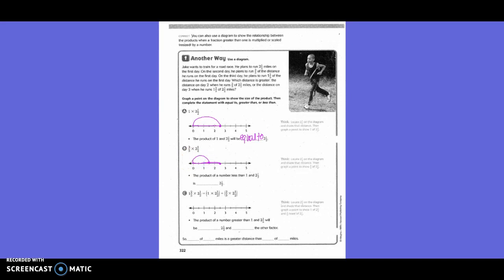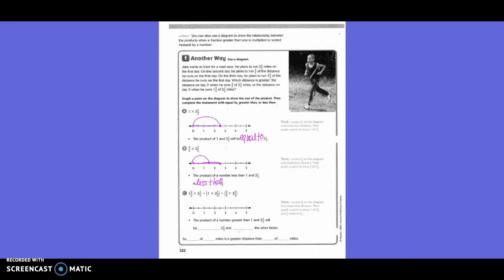So does that 3/5 get us to leap clear to 2.5? No. So the product of a number less than 1 and 2.5 is less than 2.5.